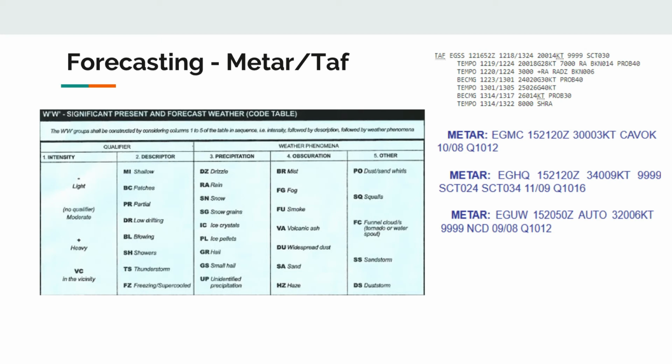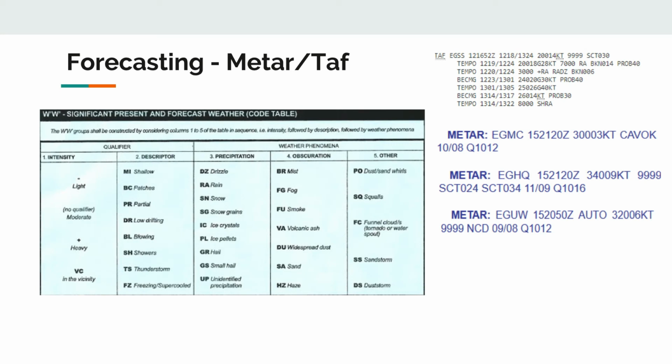And the last one is an automatically generated METAR. So you can see that there it says NCD, which means no cloud detected by the automatic system. So it's similar to CAVOK, but it's just done by an automatic weather system.